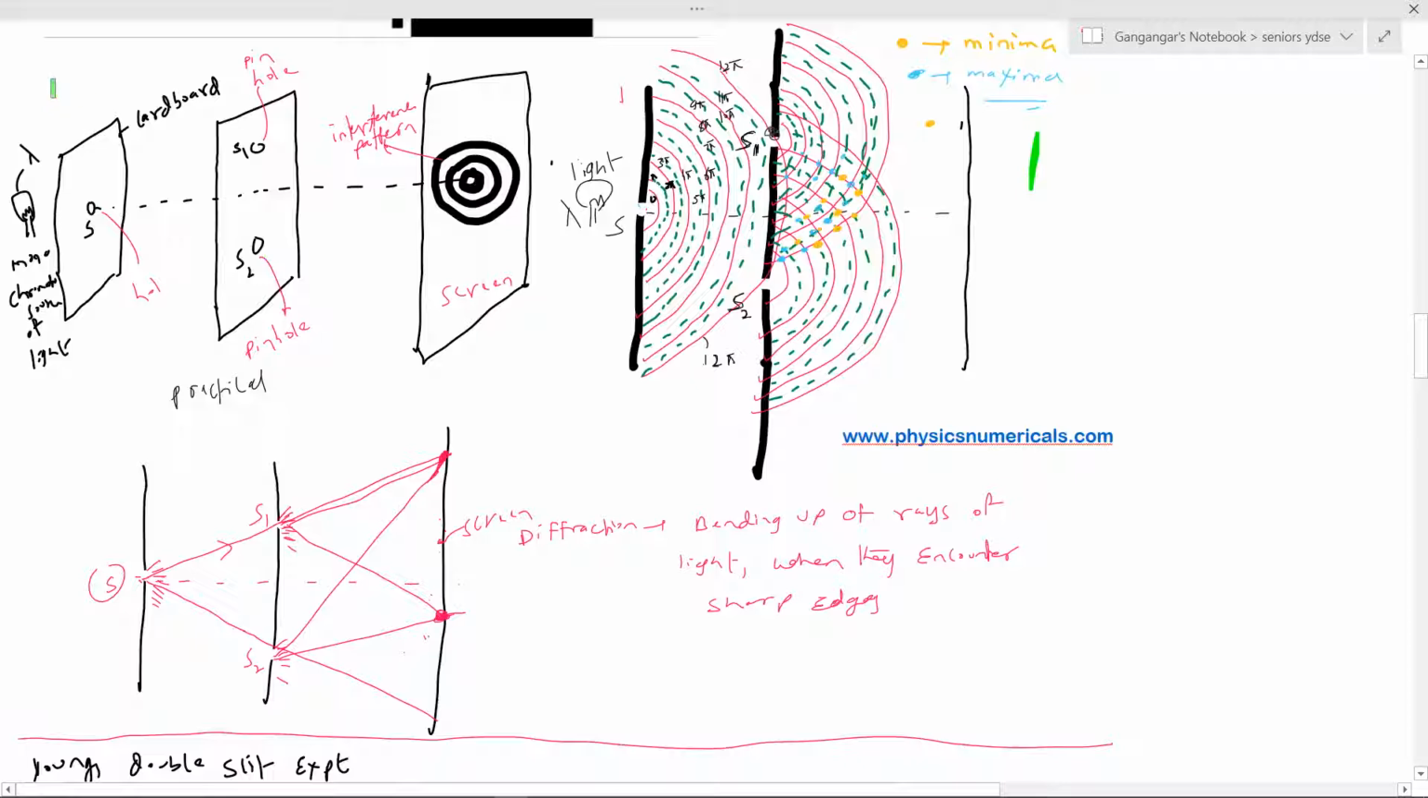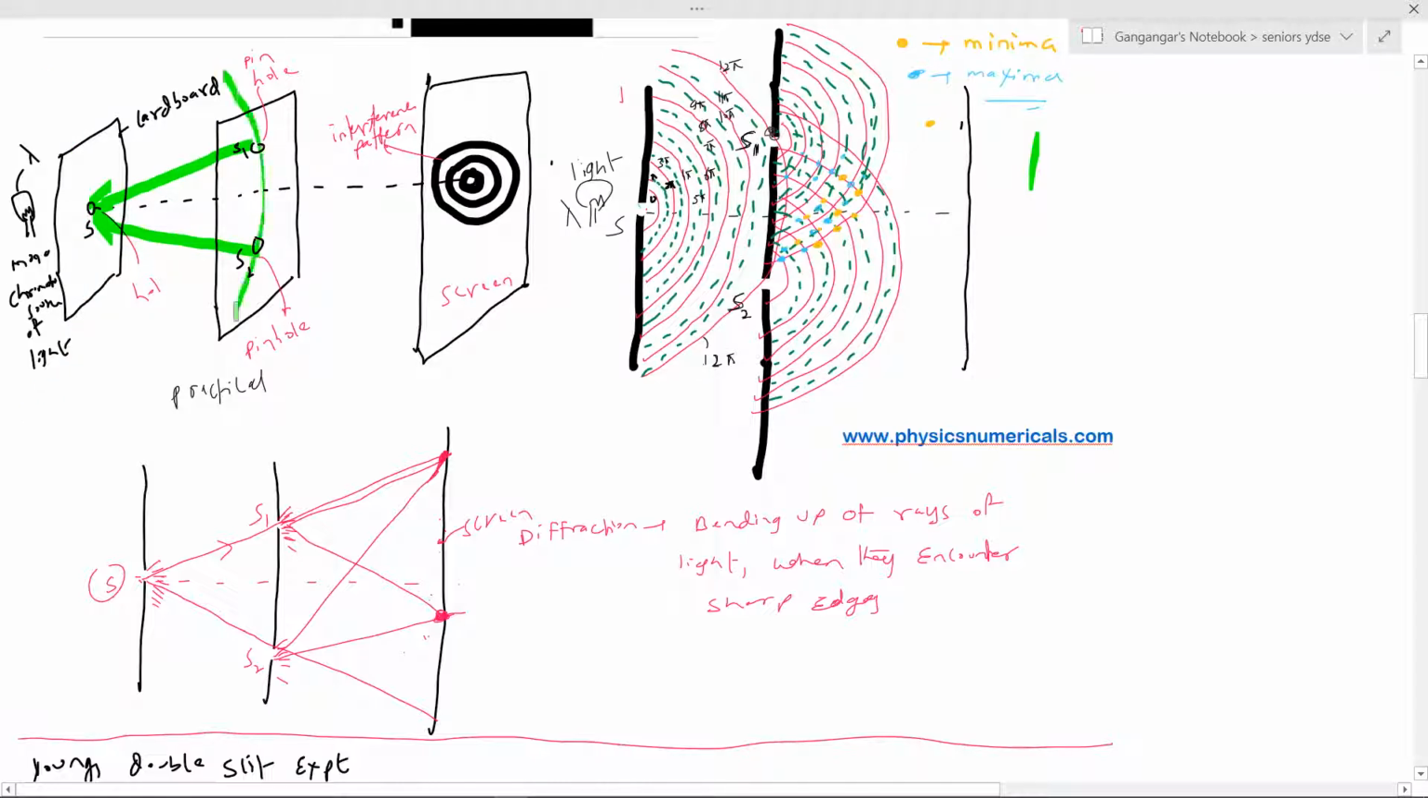Once again, you can see that one. There's a primary source. So there's a wavefront. I'll draw it. Then every point on a wavefront will be like a source as it will emit light. Then the light emitted by it will reach here.